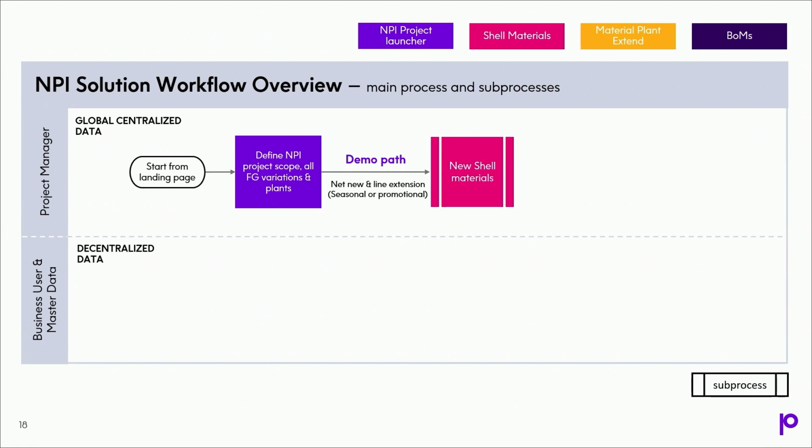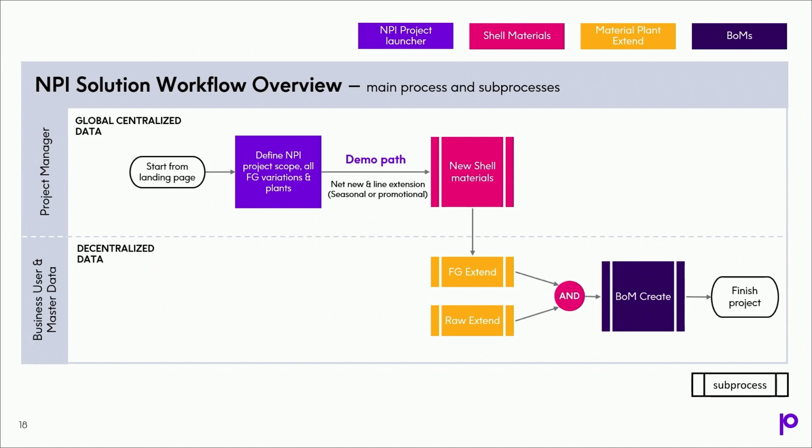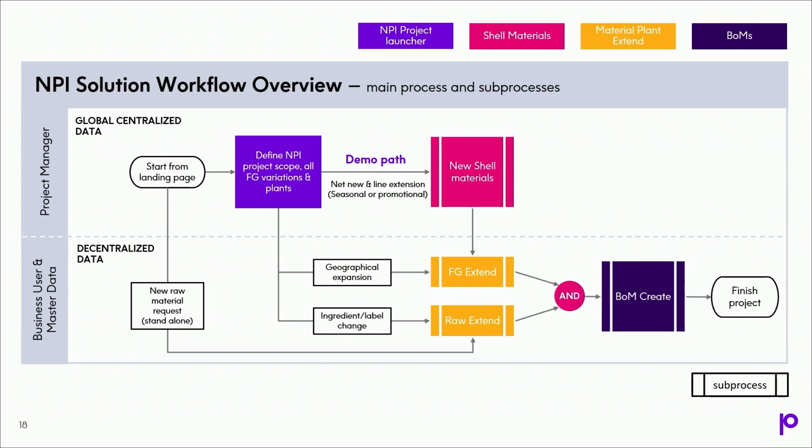After the shell materials have been created, the business users and master data team, including accounting and supply chain, will provide the data needed to extend the finished goods and raw materials at a decentralized level. After the materials have been extended to the appropriate plants, the BOMs will get created for each plant. Again, this is an example, so you can also include more steps like costing and pricing if needed.